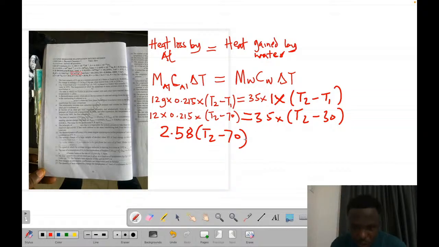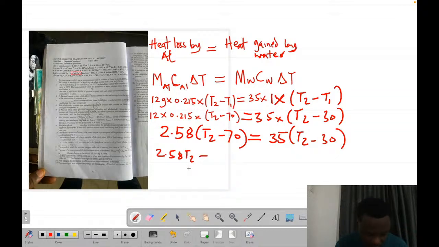So this becomes equal to 35 T2 minus 30. All right, so if you open this bracket, 2.58 times T2 becomes 2.58 T2 minus 2.58 times 70. This becomes 180.6 equals 35 T2 minus 35 times 30. This is 1050, 35 times 30.